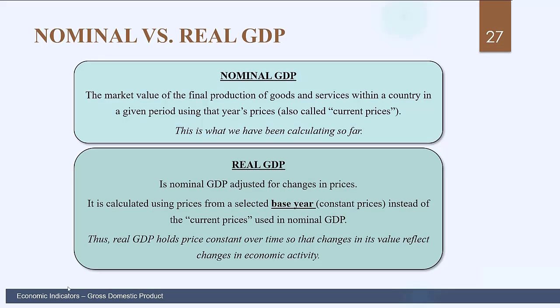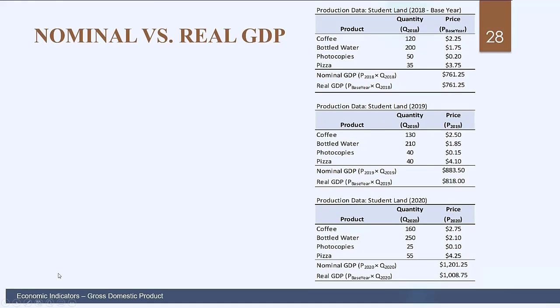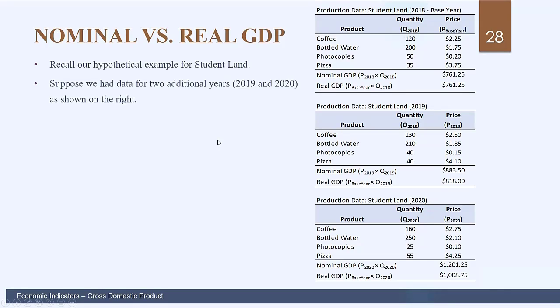Let's look now at an illustrative example so you can better understand this concept. Recall our previous example for student land. This is shown here in the first panel, and this is for the year 2018. Now suppose we had an additional 2 years, 2019 and 2020. These are shown in the bottom two panels.